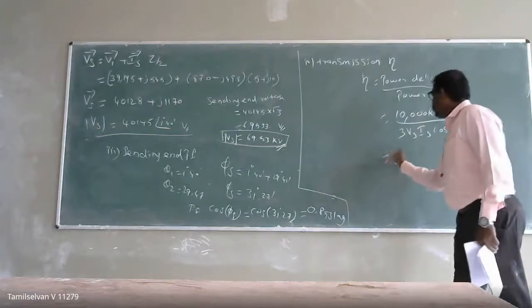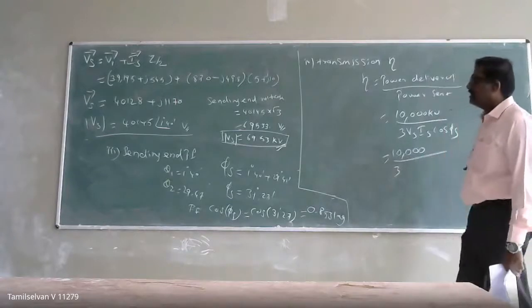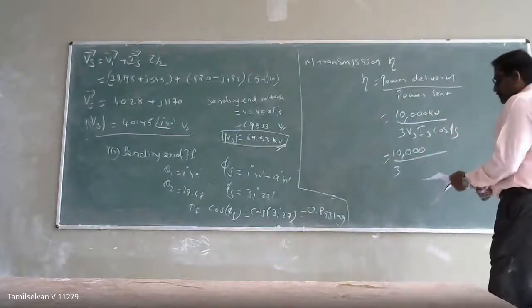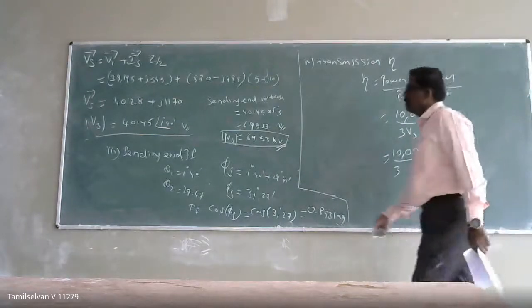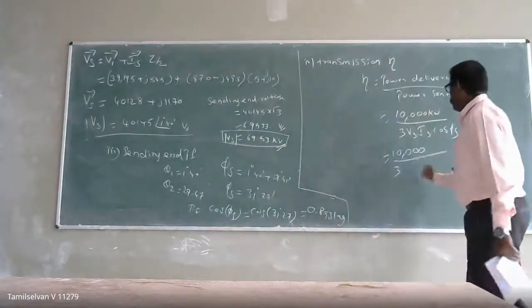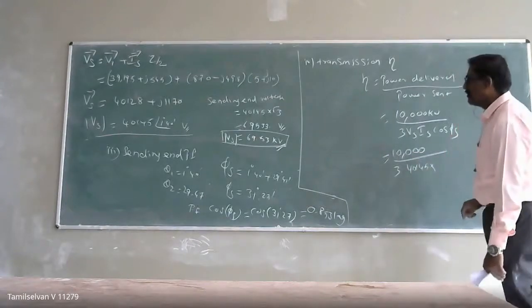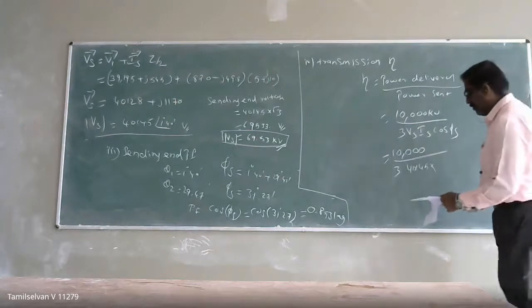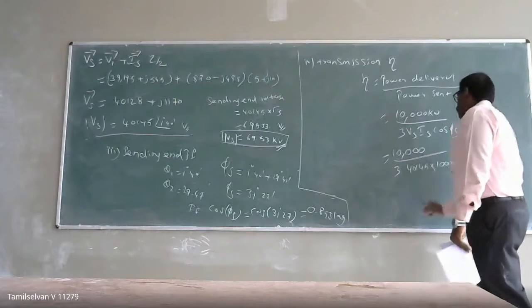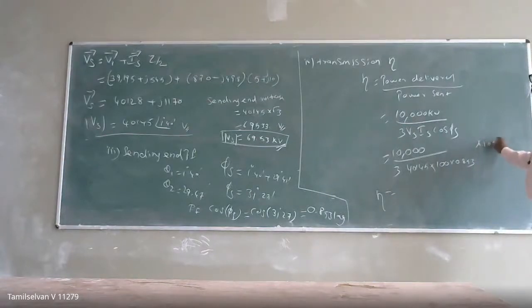So my value is going to be 10,000 divided by 3 into Vs. The Vs value is 69 point something, so the per phase value is 40,145, into Is. The Is value is 100, into 0.853. So you will get your efficiency. If you multiply by 100, you will get the percentage of efficiency.